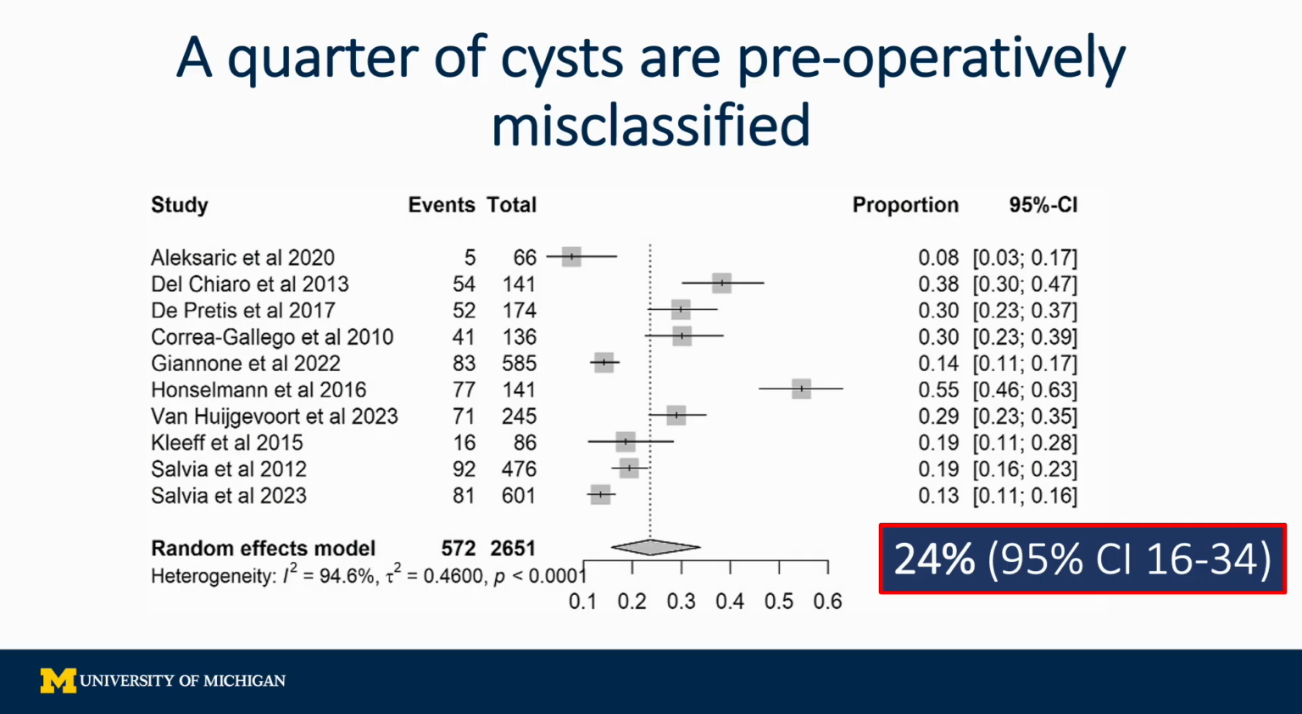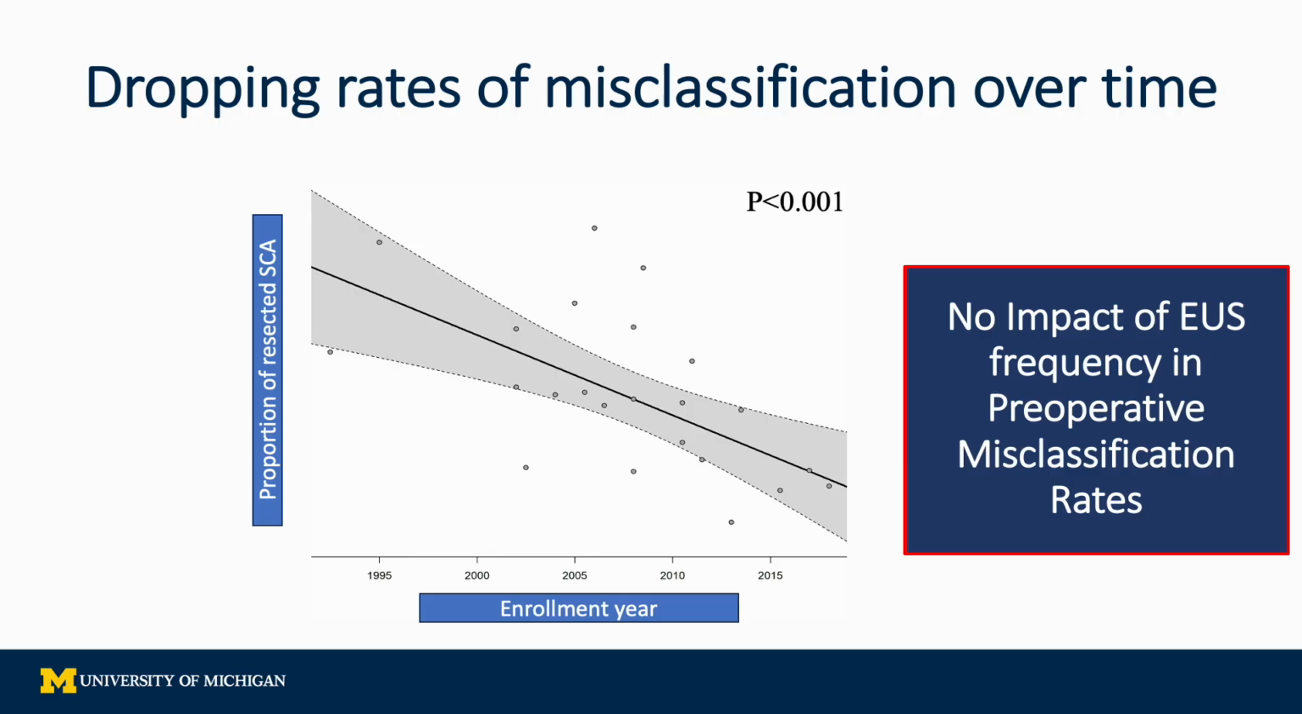Finally, we look at the concordance between preoperative prediction with all the tools that we have available and the final surgical histopathology in this surgical series. And for only a quarter of all these cysts that we resect, there's agreement between what we think and what finally is in the surgical histopathology. And over time, I think that this misclassification has fortunately improved.